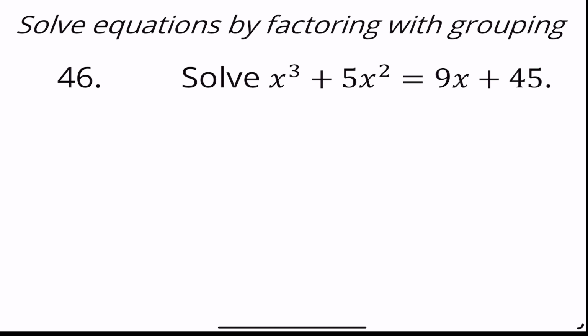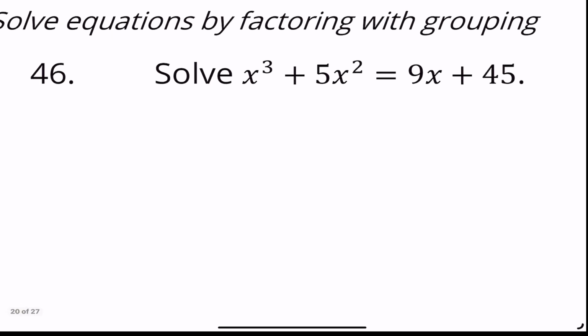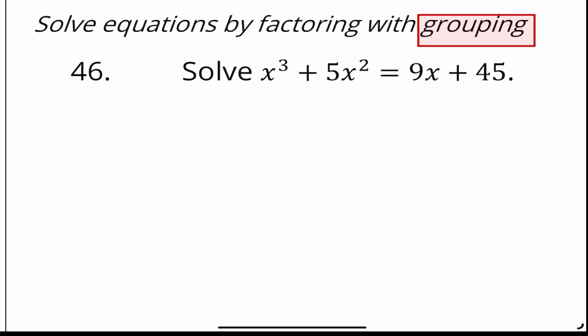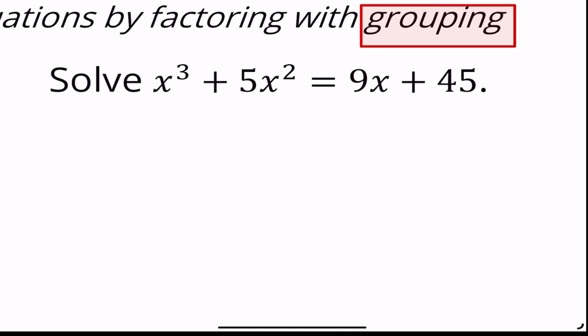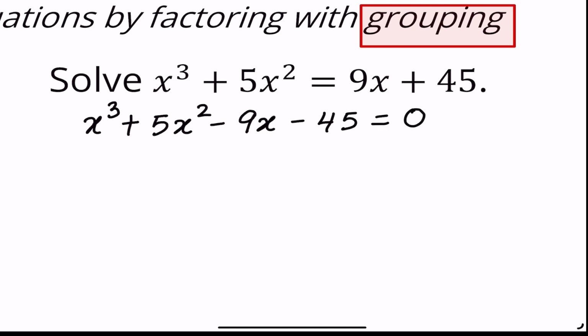Now let's go ahead and take a look at the next equation. Again, the key here is we are factoring with grouping. So the question will tell you what you should do, so please be careful while you're reading it. And again, I have my variables spread all over. I do not like that. I bring them all to one side. 5x squared minus 9x minus 45 equal to 0.